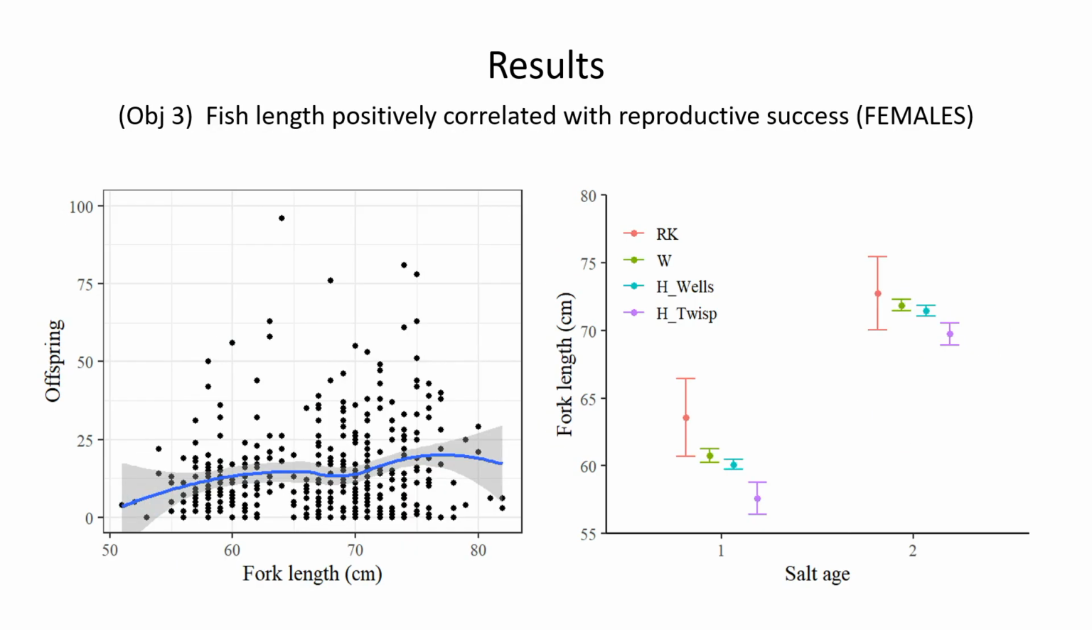And here we're looking at fork length on the left, basically showing that on average, larger fish produce more offspring. This is just for females. And on the right, we're looking at differences in fork length among these groups. The one that stands out here is those Twisp stock fish. They seem to be smaller on average than our other groups.